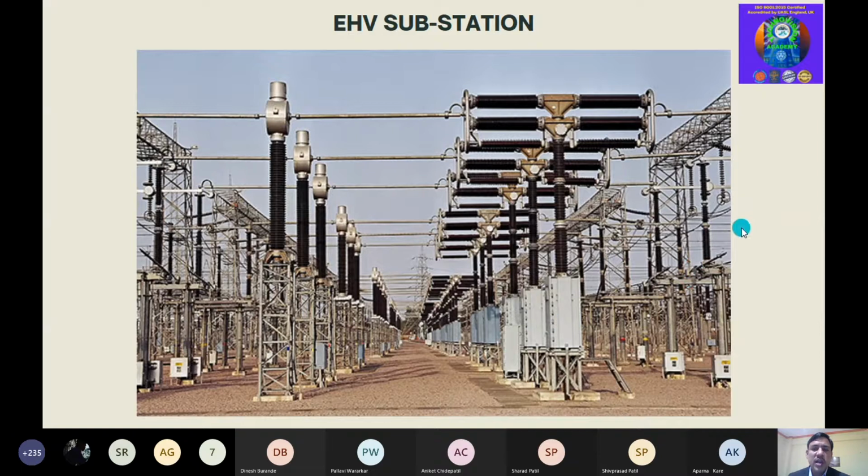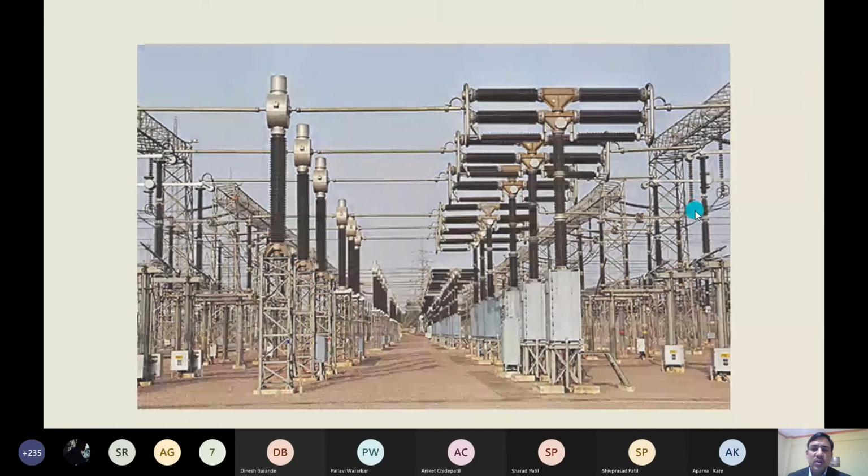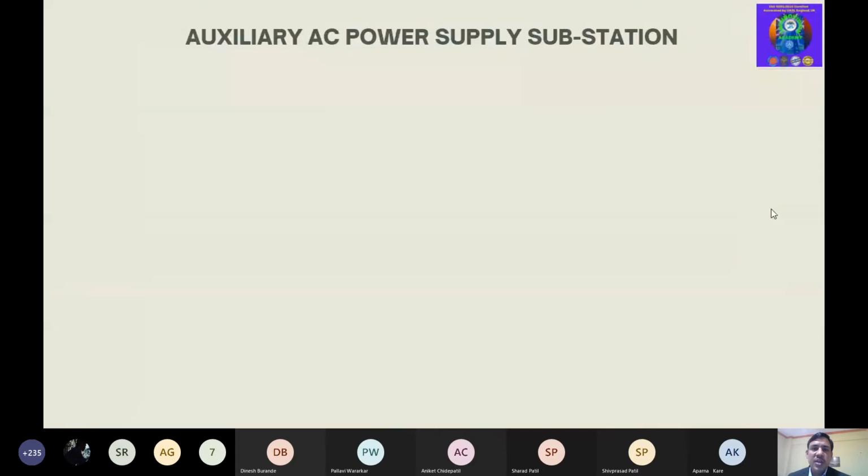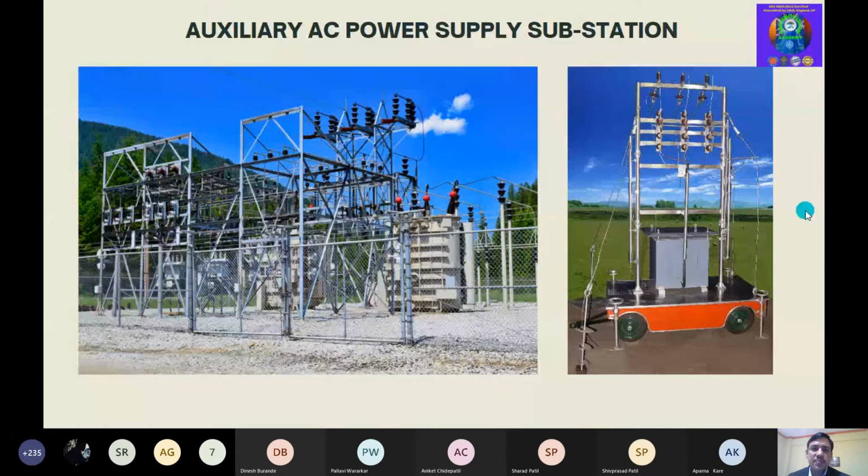In an EHV station, we know there are buses to connect all the equipment of that bay. We have isolators, circuit breakers, then CTs, again line side isolators. Such an arrangement is there in our EHV substation. But to maintain this substation, we need an auxiliary supply system. So there are two auxiliary systems in any EHV substation, that is AC supply and DC supply.